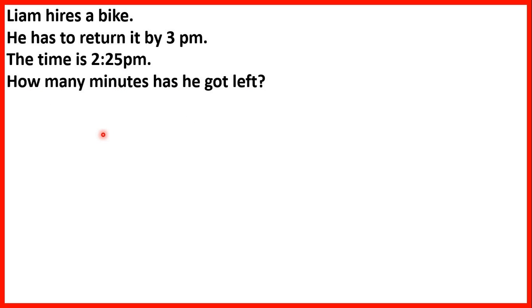So we need to remember that there are 60 minutes in an hour, and 60 minus 25 is 35. So that means if we have 25 minutes, another 35 minutes will take us to 60 minutes, so take us to the next hour, which is 3 p.m. So that means he has 35 minutes left.